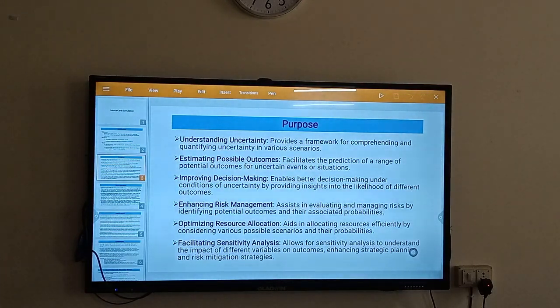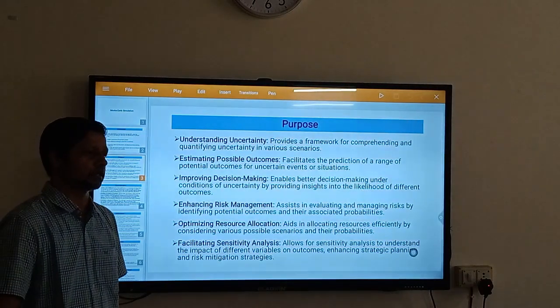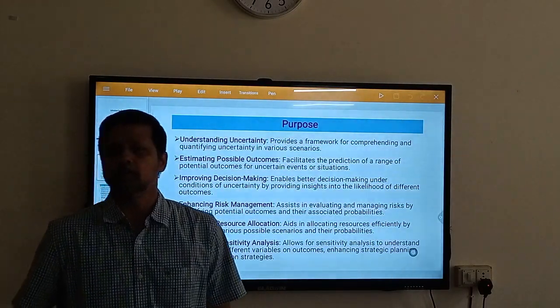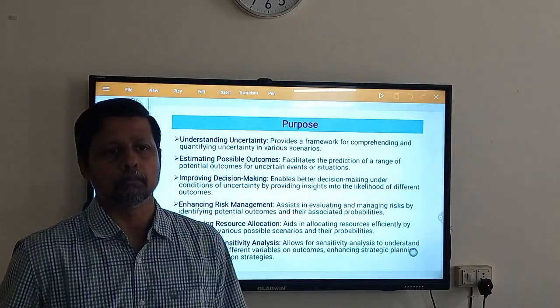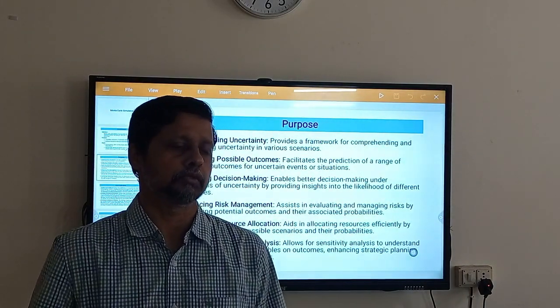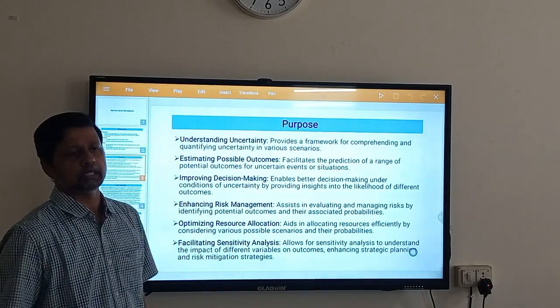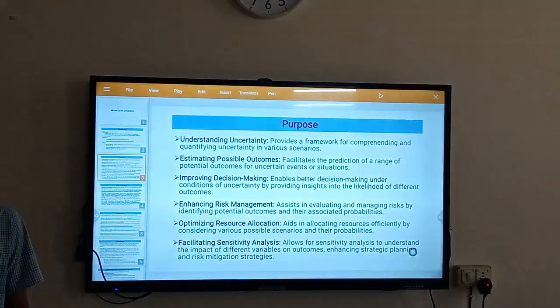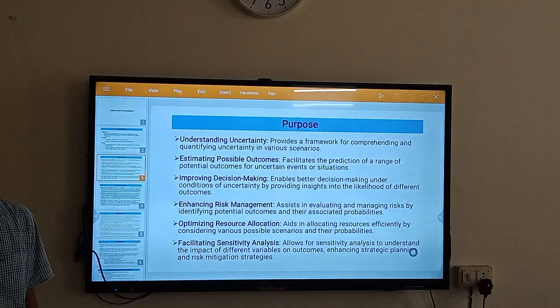Improving decision making capability, it is obvious. If you know the probability of the system failure, you can count the necessary remedies for that, or the preparation to come out from those kinds of uncertain situations to avoid those kinds of failures. So it is obvious that in these cases it will always help you to improve the decision making capability. Enhanced risk management. Okay. Any doubt? Optimizing resource allocation.